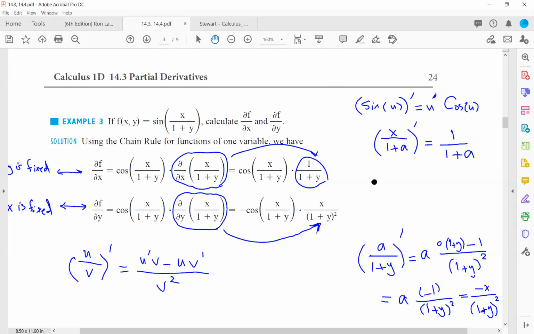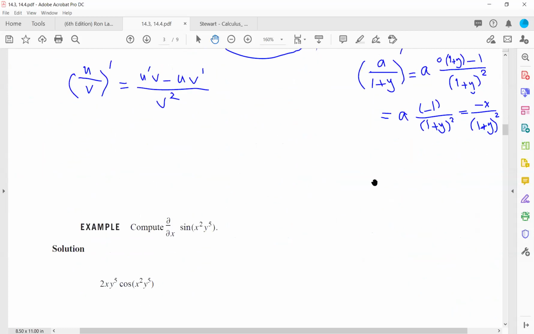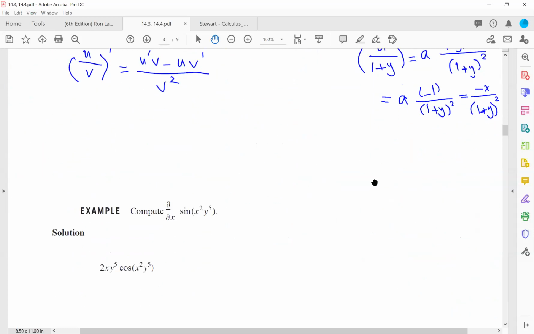Very well, let's see what's next. Nice. Another function, another trig function: sine of x squared y to the fifth. And the question says, find the partial derivative of the function with respect to x. It means that your y is constant.